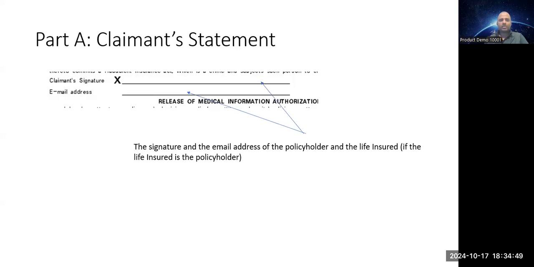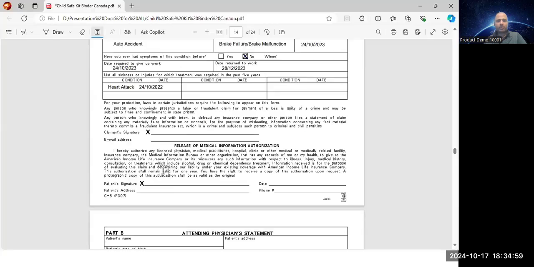Next, you will need to sign this form as the life insured or the claimant, and you'll need to type in your email address. Just before we sign this form, for your protection, laws in certain jurisdictions require the following to appear on this form. Any person who knowingly presents a false or fraudulent claim for payments for a loss is guilty of a crime and may be subject to fines and confinement in a state prison.